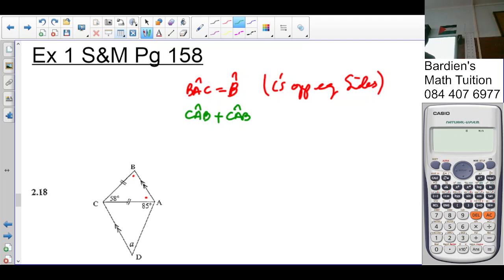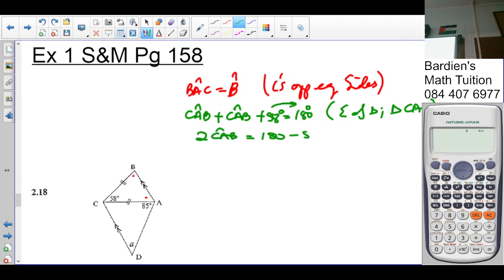Okay, yes, Michael. Okay, we can talk about that afterwards. Plus 58 degrees equals 180. Why? Why is it equal to 180? Sum of angles in a triangle, and that is triangle CAB. Okay? So CAB plus CAB is 2CAB, equals 180 minus 58, which is 128 degrees.